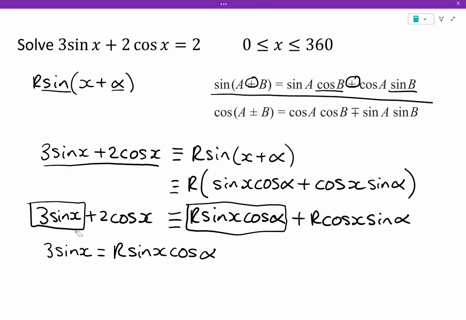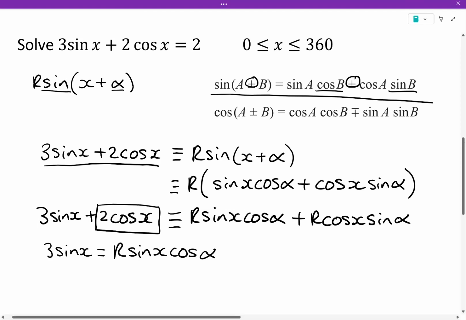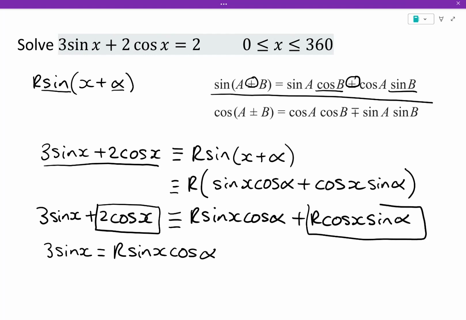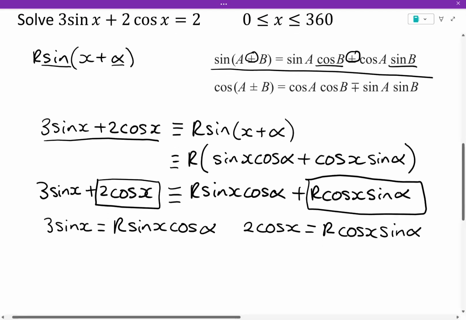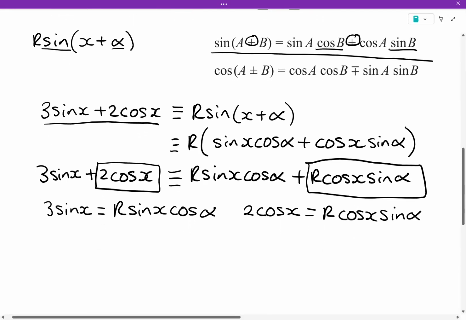But also on the left-hand side of my identity here, I have 2 cos x. So on the right-hand side, I should also be able to get 2 cos x. If we look, where is the cos x appearing? It's over here. So therefore, this term here should be able to give me 2 cos x. So I would have 2 cos x is equal to r cos x sine alpha. Like that.